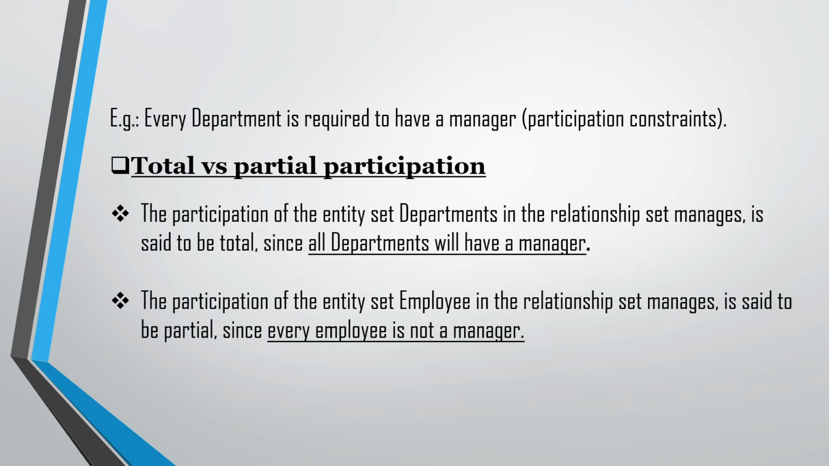So from the ER diagram, we explained what total and partial participation are. Here we can compare total versus partial participation. The participation of the entity set department in the relationship set manages is said to be total, since every department will have a manager. The participation of the entity set employee in the relationship set manages is said to be partial, since every employee is not a manager.